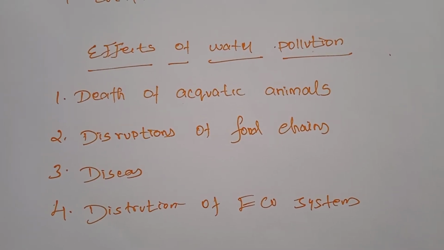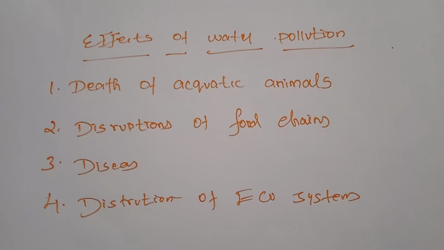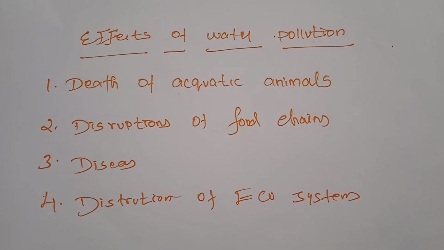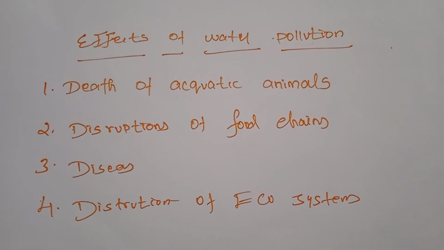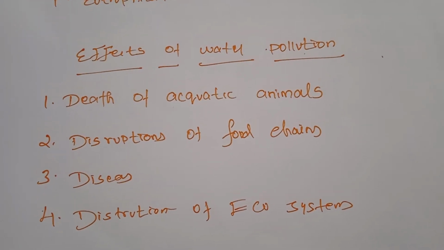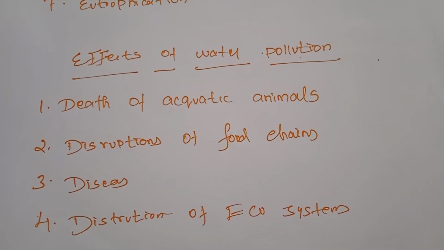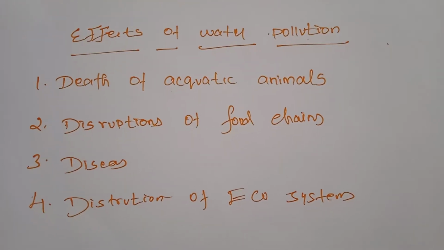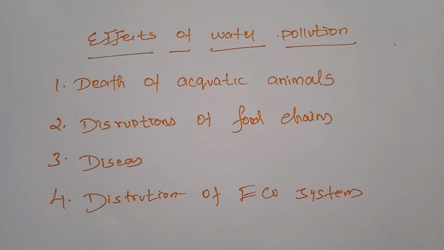Next, diseases. The discharge of untreated and undertreated effluent contributes to severe ecological degradation. Because of this water pollution, many diseases affect humans. Typhoid, malaria, jaundice, dengue, viral fever and worm infections will affect humans.